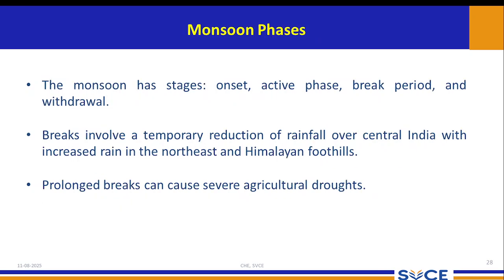Monsoon phases. The monsoon has stages: onset, active phase, break period, and withdrawal. Breaks involve a temporary reduction of rainfall over central India, which increases rain in the northeast and Himalayan foothills. Prolonged breaks can cause severe agricultural loss. So you should not have a prolonged break.